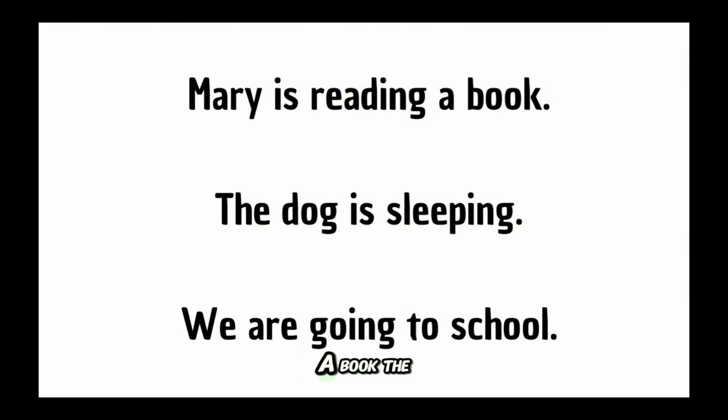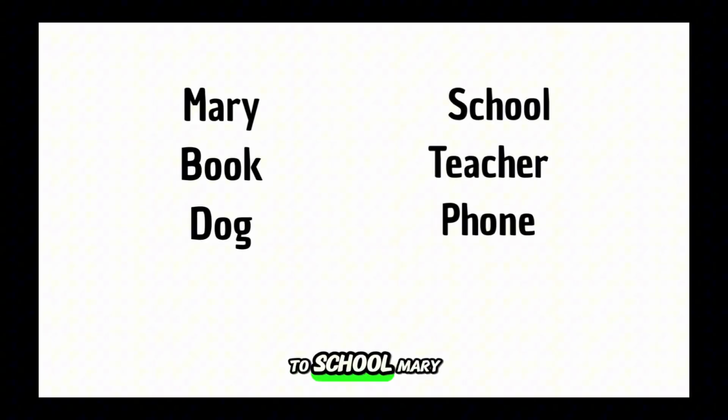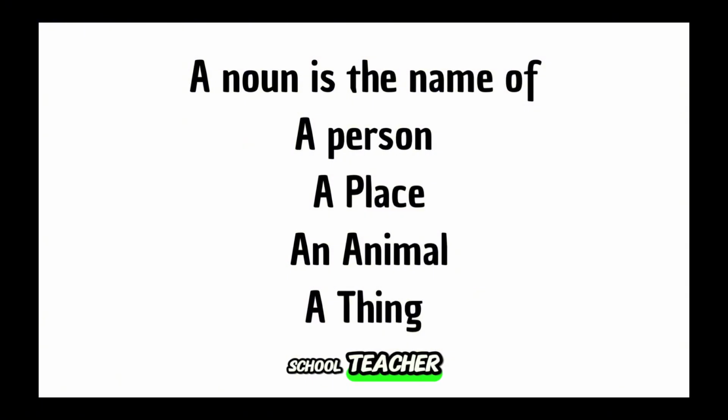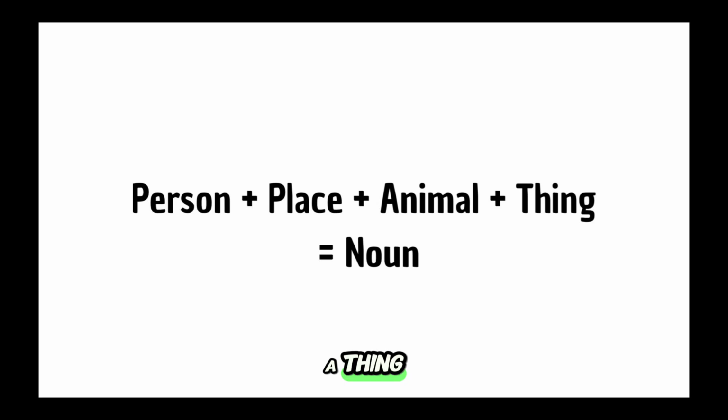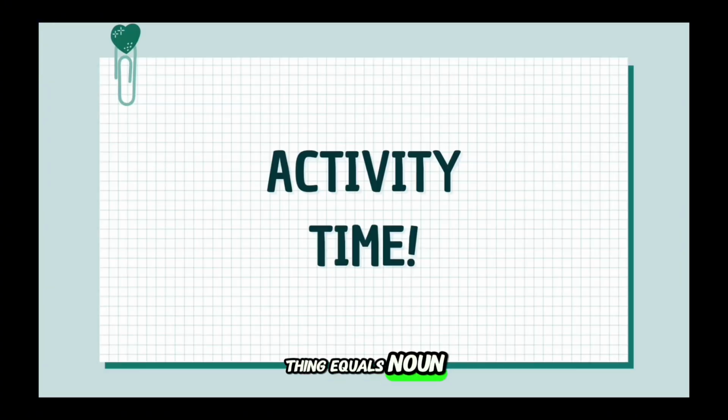Let's see nouns in sentences. Mary is reading a book. The dog is sleeping. We are going to school. Mary, book, dog, school, teacher, phone are all nouns. A person, a place, an animal, a thing. Easiest way to remember: person plus place plus animal plus thing equals noun.